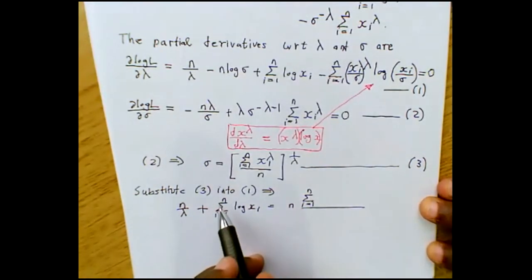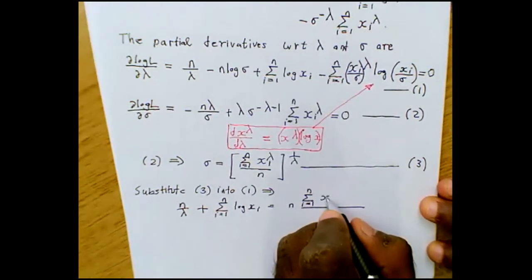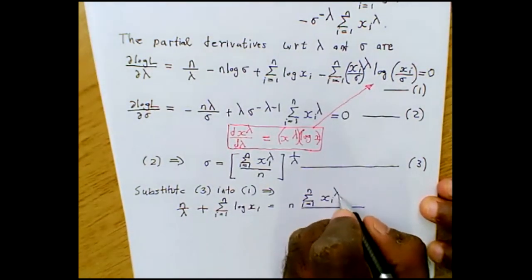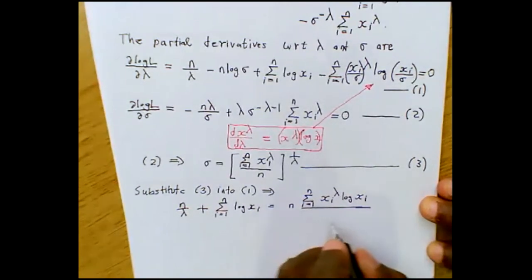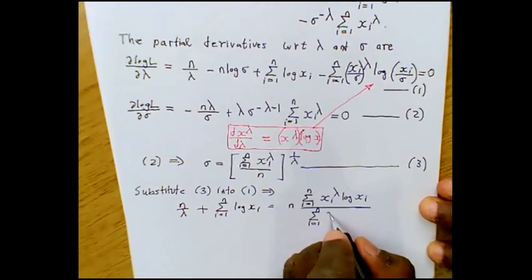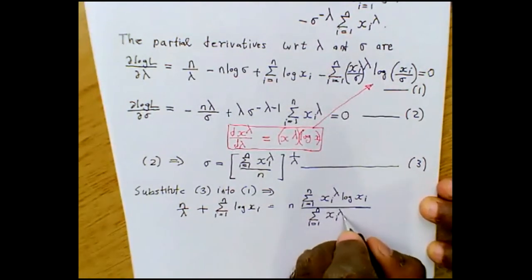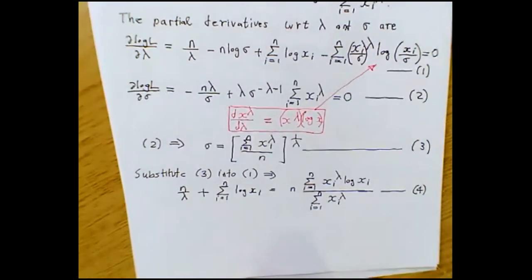So if you substitute 3 into equation 1, this is what you will get after some simplification. All right, let me call this equation 4. Now, if you look at equation 4, there's only one unknown thing in equation 4, which is lambda. So you should be able to solve this easily using a simple program.